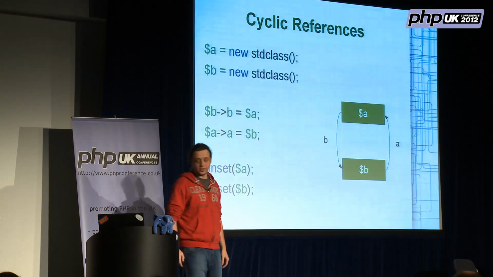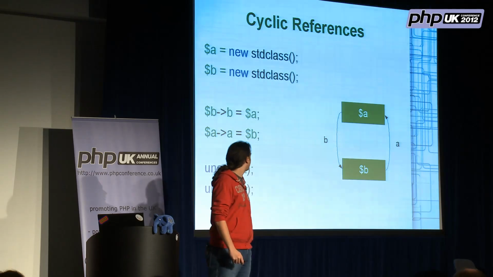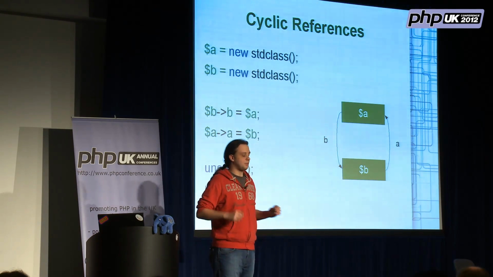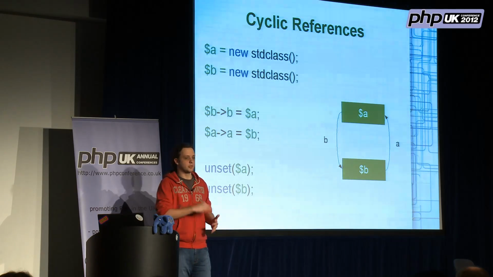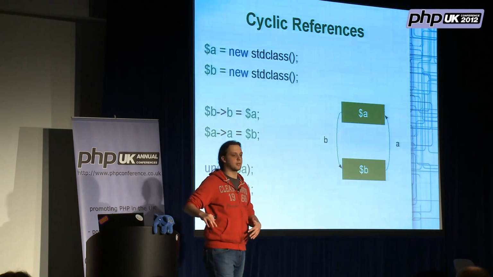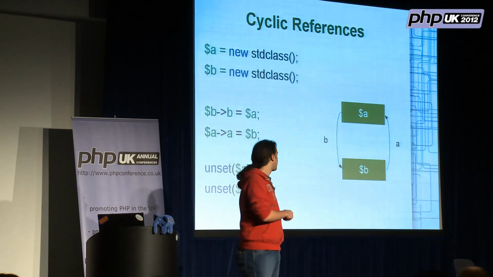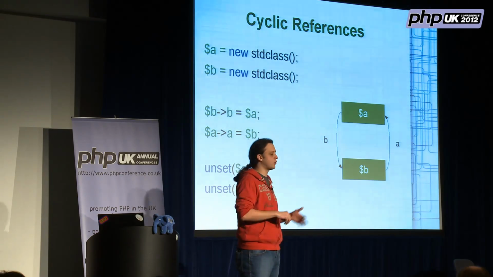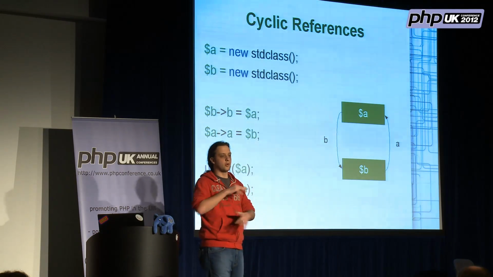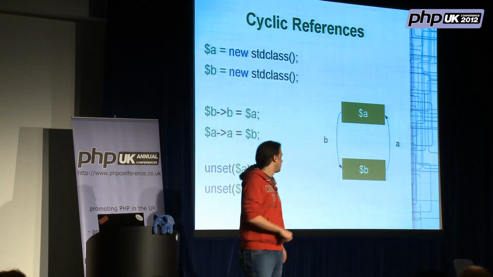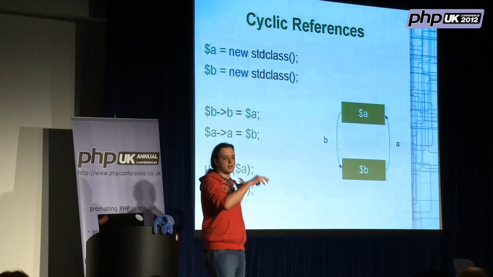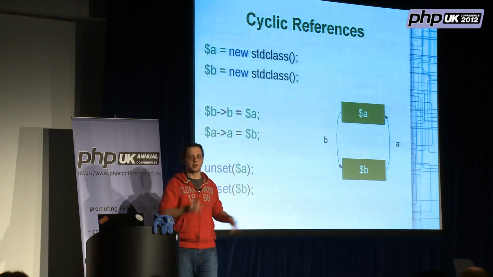With PHP 5.3, we introduced a garbage collection mechanism, which will from time to time go through the PHP script, looking for all these kinds of cyclic references, where one object is pointing to the other and nothing from the outside is pointing to it. There might even be more complex structures, like you might have 3 objects or 4 objects pointing to each other.